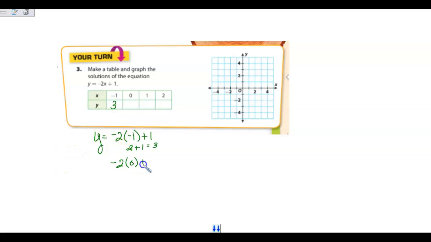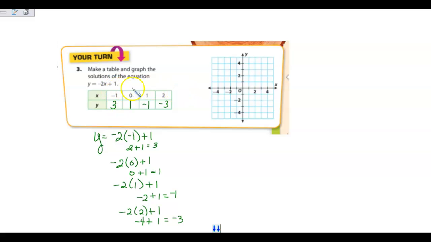At 0, -2 times 0 is 0. 0 plus 1 is 1. If I replace it with x equals 1, y is going to be -1. And if x is 2, y is going to equal -3.